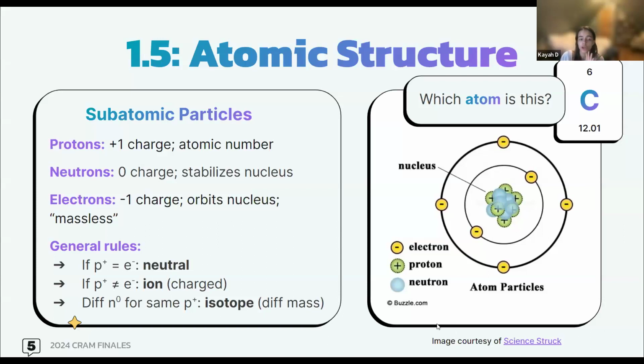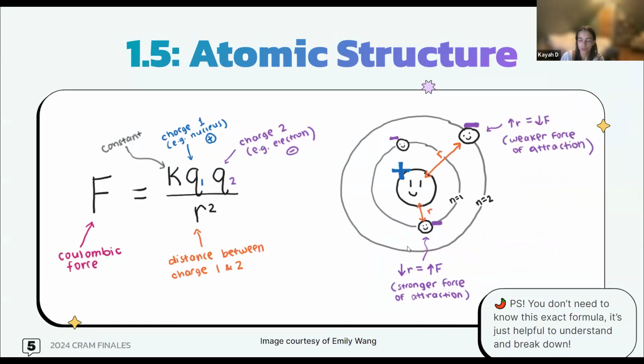Next thing you have are your neutrons. So the number of neutrons you have may vary. Sometimes, for example, an atom of carbon may have 6 neutrons or it may have 7.